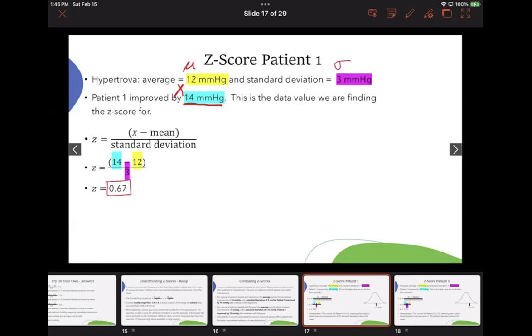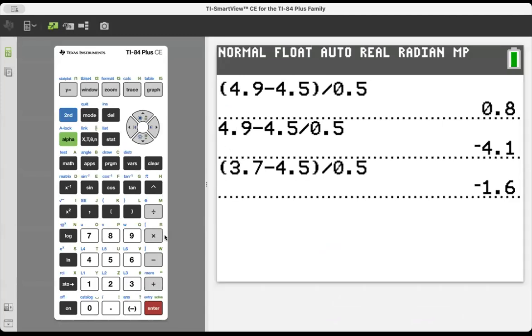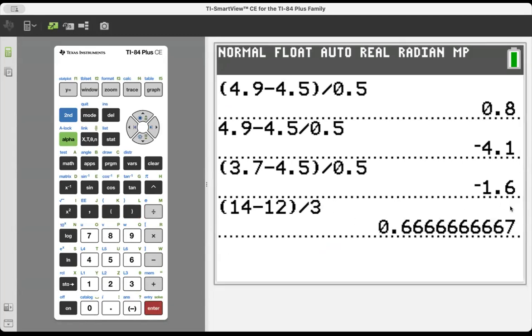Let me show you on the calculator what it looks like when the number doesn't terminate. Okay, so 14 minus 12 divided by 3. So this is what it looks like when it doesn't terminate and we need to round this number. So we're going to look at rounding it to 2 decimal places. And when we look at the 0.66 and we see that the next digit is another 6, we're going to bump this up to 0.67. So the z-score here is 0.67.